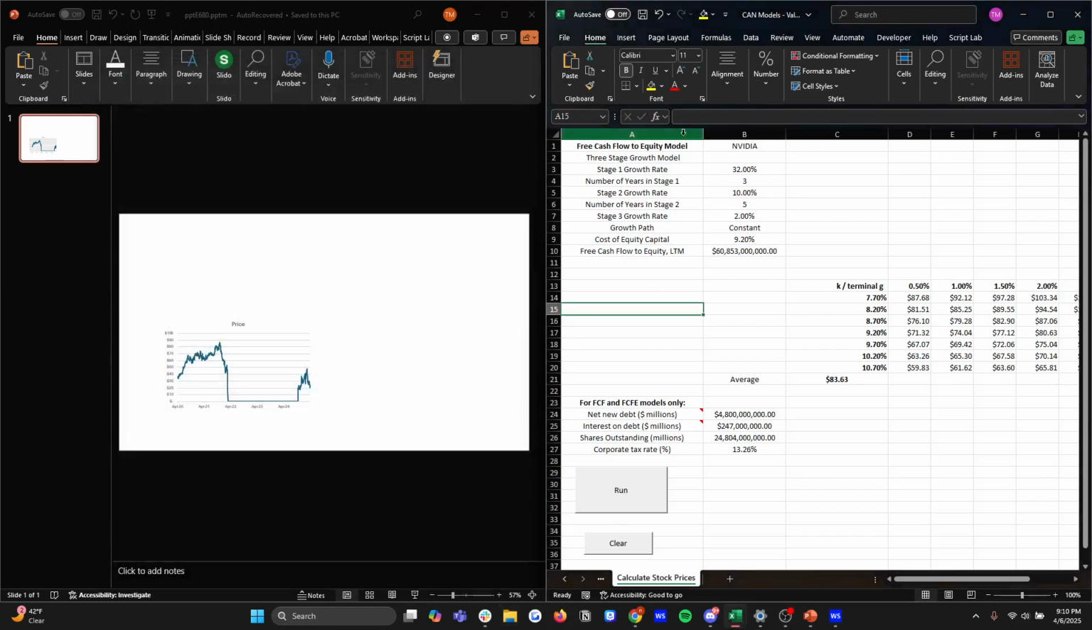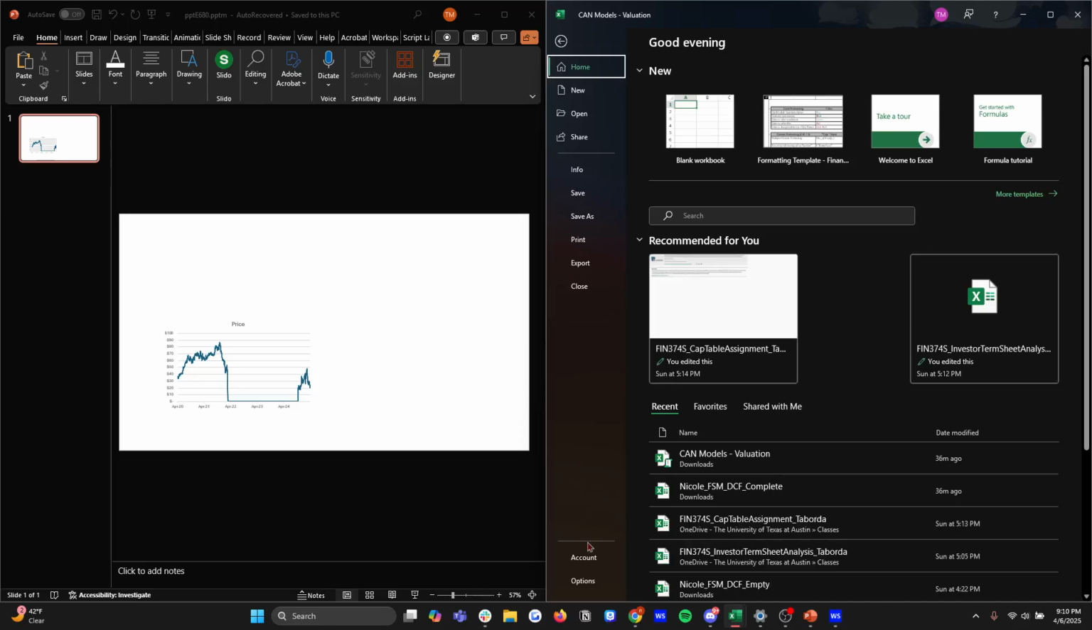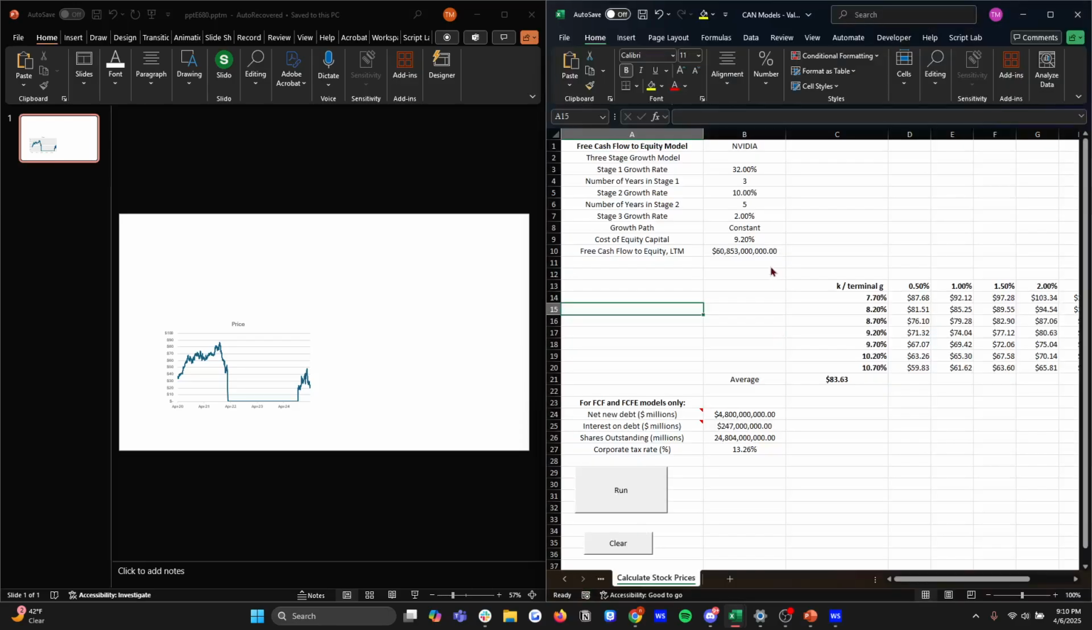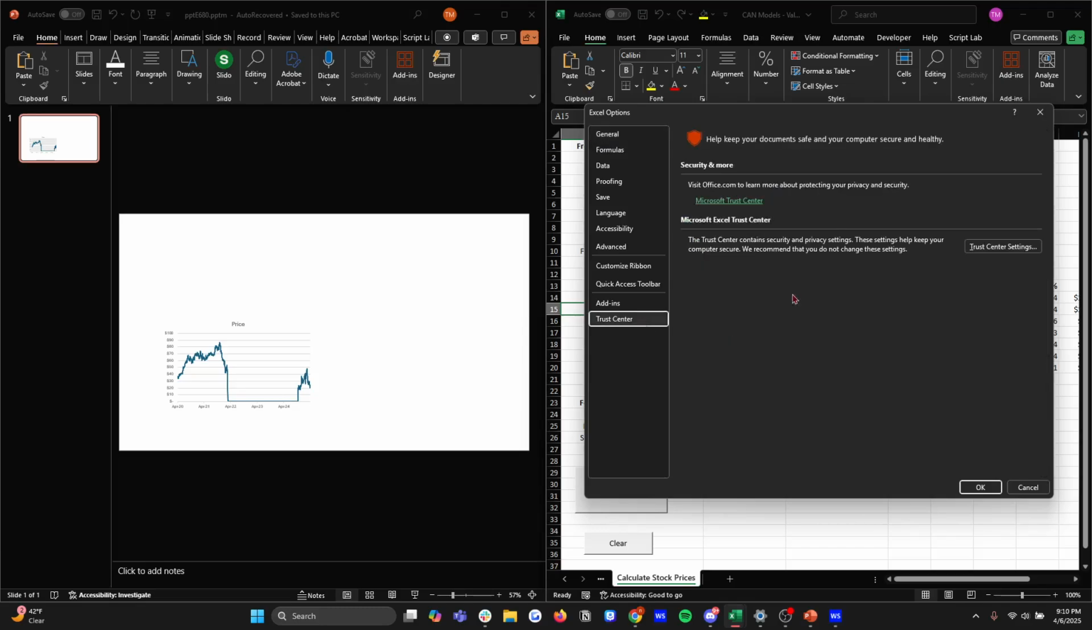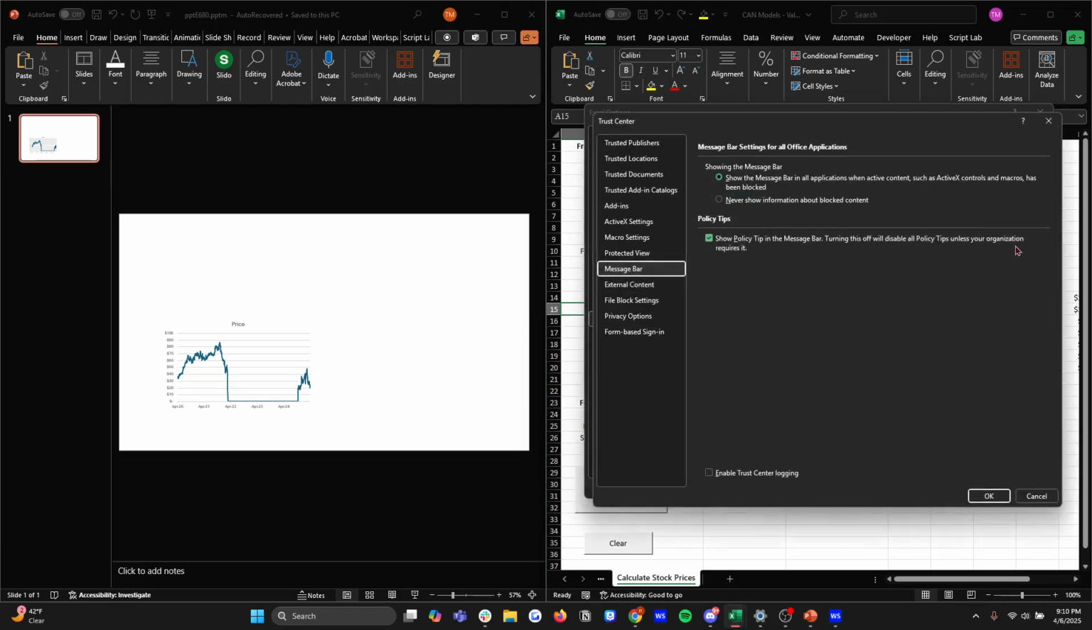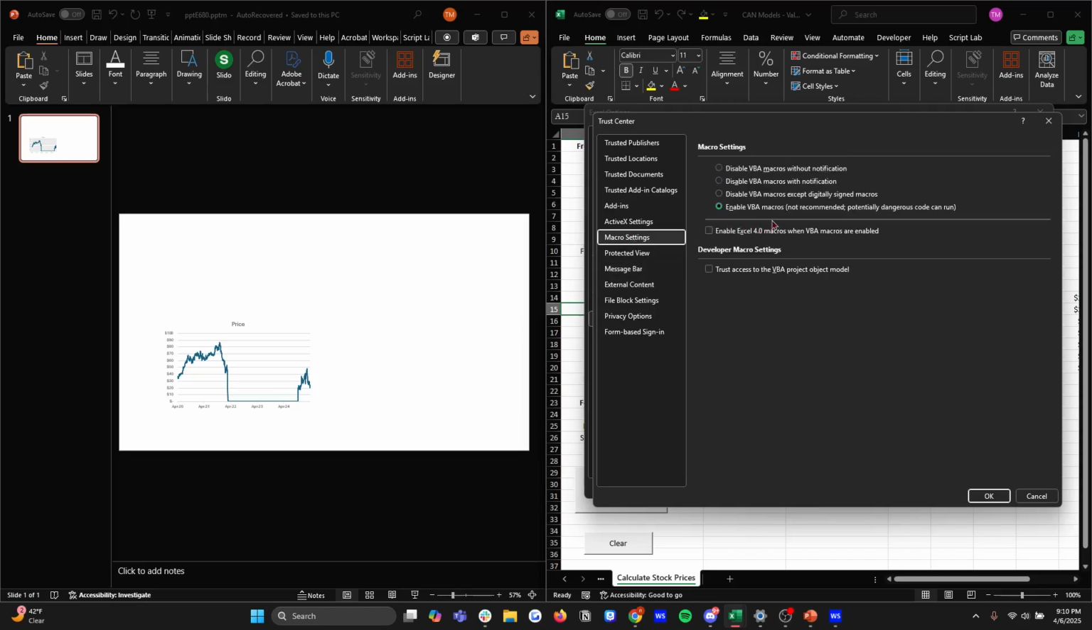So when it comes to enabling your macros, I'm going to go over here to file, then options. Then you want to go to trust center, and then trust center settings. Then you want to go to macro settings. You want to make sure that they're enabled, enable VBA macros.